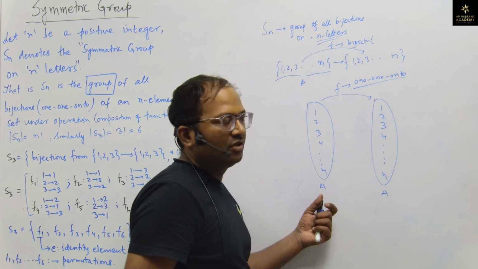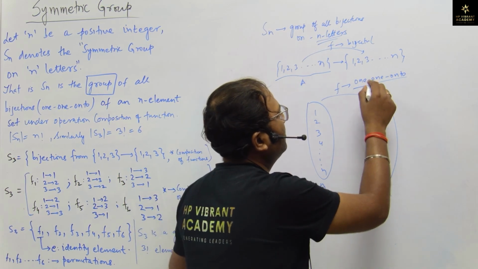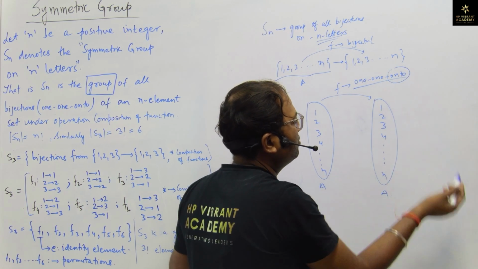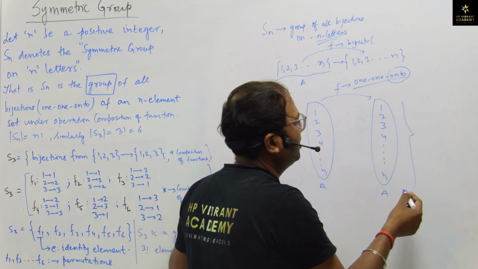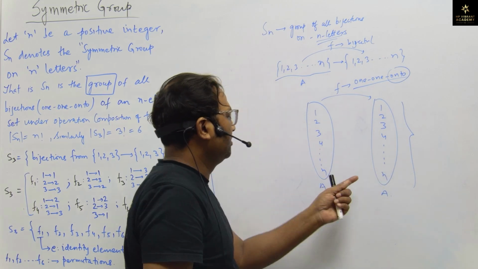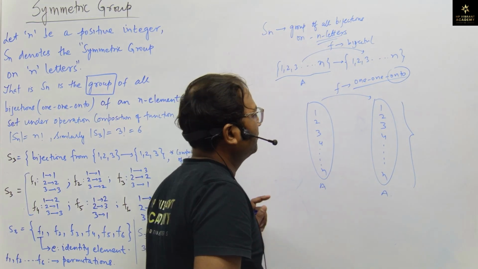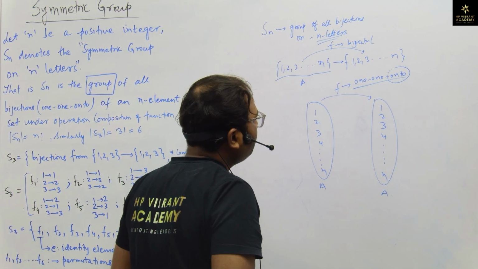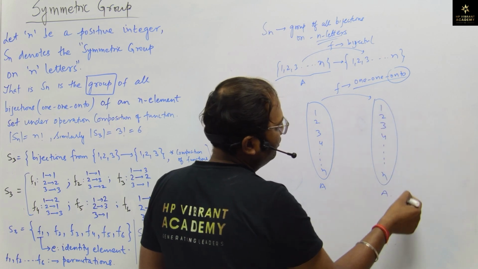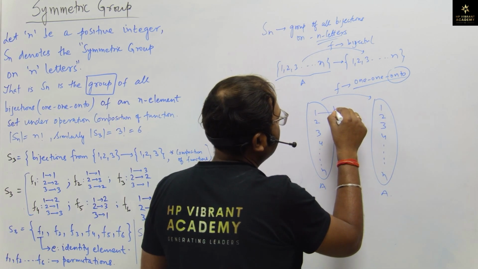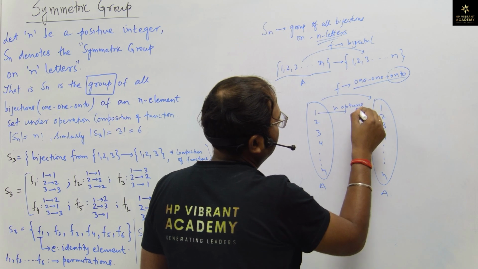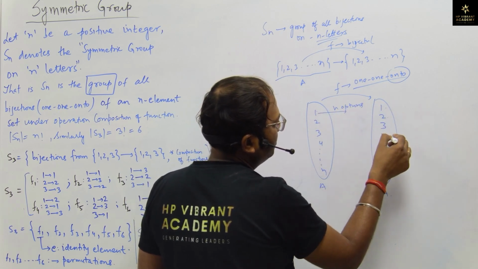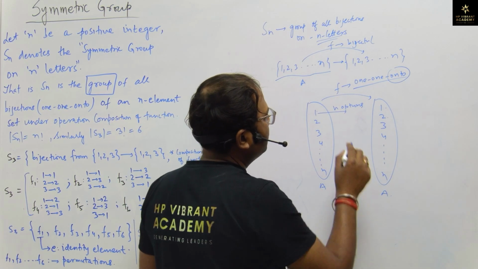So let us do the mapping. In case of 1 1, a single element is getting mapped to a single element, and in case of onto, there does not exist any element in this codomain which does not have a pre-image in this set A, that is the domain. Now let us do the mapping. So 1 can be mapped with any of these n elements. So 1 has n options. 1 can be mapped with 1, 1 can be mapped with 2. Similarly, it can be mapped with any of the elements. So it has n options.